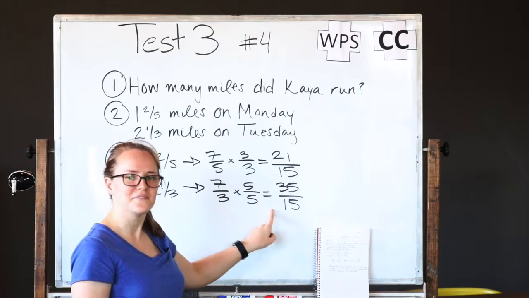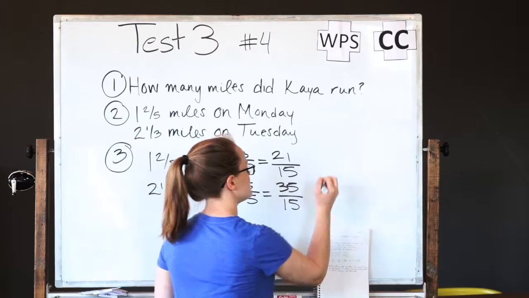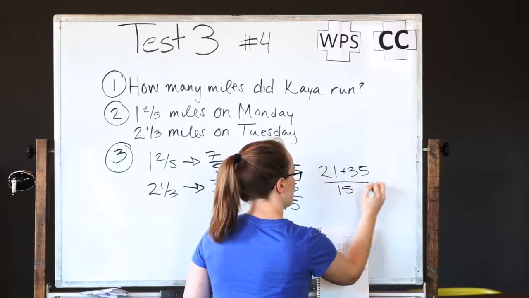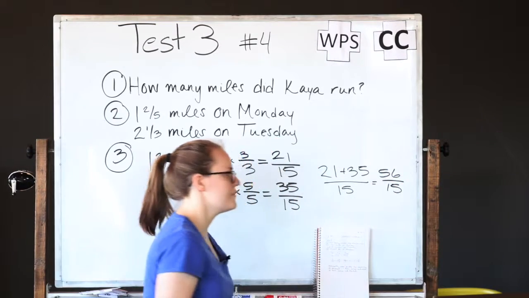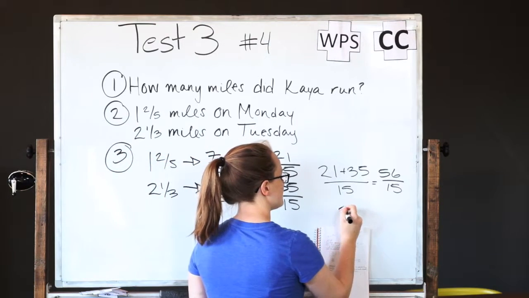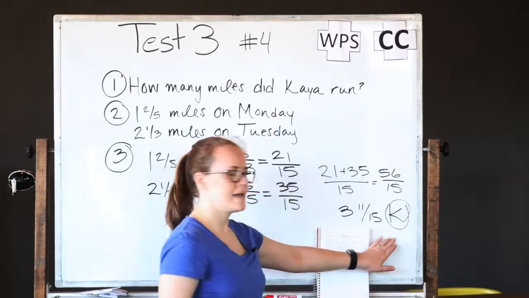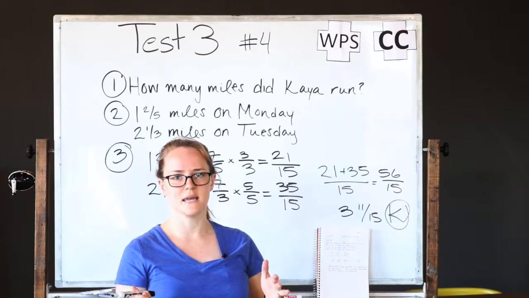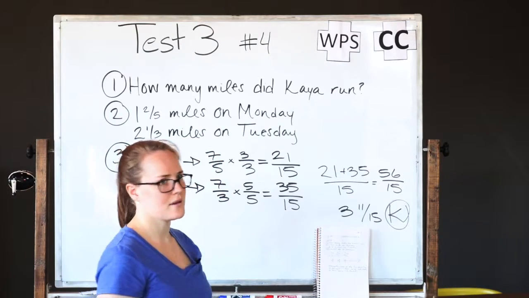ran 35/15 miles. So to get the total amount she ran over 2 days, we're going to add those together. So 21 plus 35/15 equals 56/15. And then when you turn this back into a regular number, not a top-heavy fraction, it comes out to 3 11/15. And that is option K. So that's one way to do this. If you're comfortable with converting fractions and don't feel like you're going to make mistakes doing that, that's one way to get there. I'm going to erase this now and show you another way you can do it.